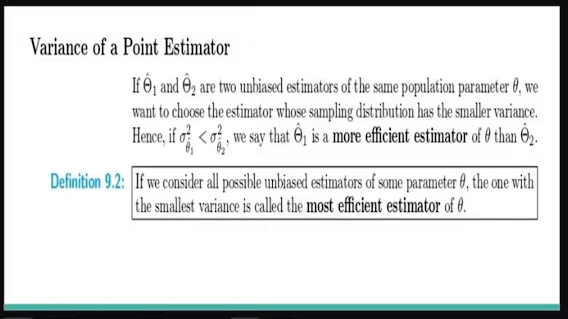So theta cap 1 and theta cap 2 are two unbiased estimators of the same population parameter. We want to choose the estimator whose sampling distribution has the smaller variance. Okay, take a look at this guy. In the situation where this happens, it means this estimator is better than that, because the variance of this estimator is smaller. The lower the variance, the more the efficiency. Does that make sense? That was why I said, if we consider all possible unbiased estimators, there could be so many estimators that are unbiased. Which one has the smallest variance? The one with the smallest variance is the most efficient. Does that make sense?